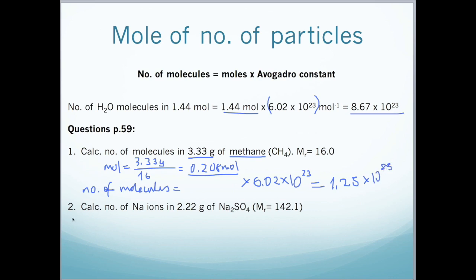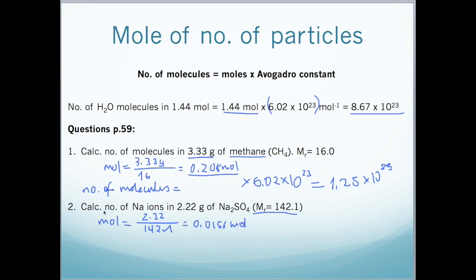Okay, question 2. Calculate the number of sodium ions in 2.22 grams of sodium sulfate. We're given the molar mass of sodium sulfate. First of all, we need to calculate the moles of sodium sulfate. To get the moles, we divide the grams, 2.22, by the molar mass, which is 142.1. We get 0.0156 moles.